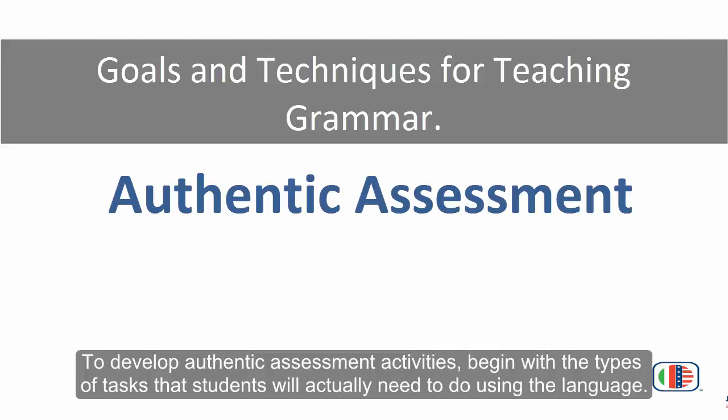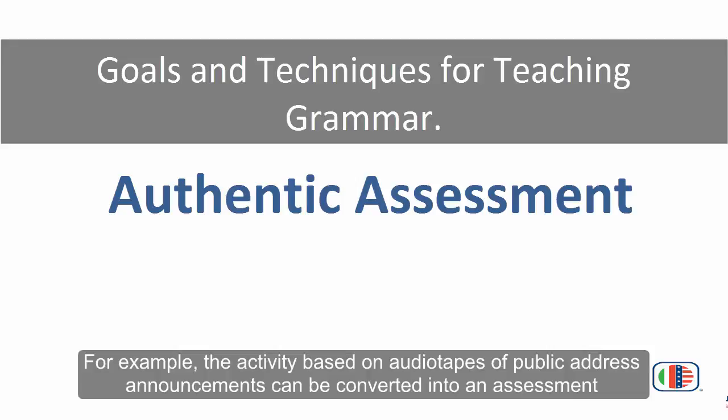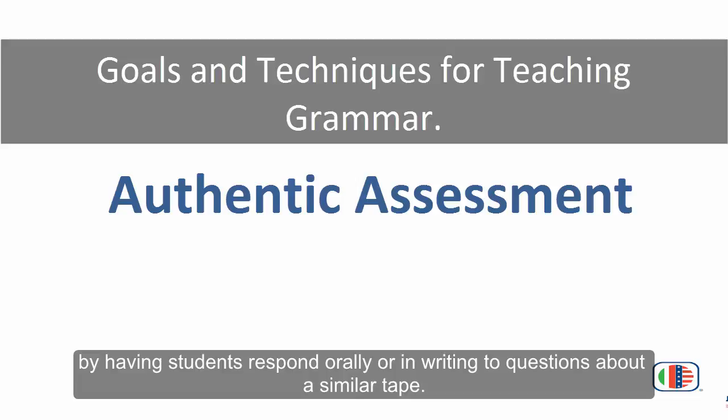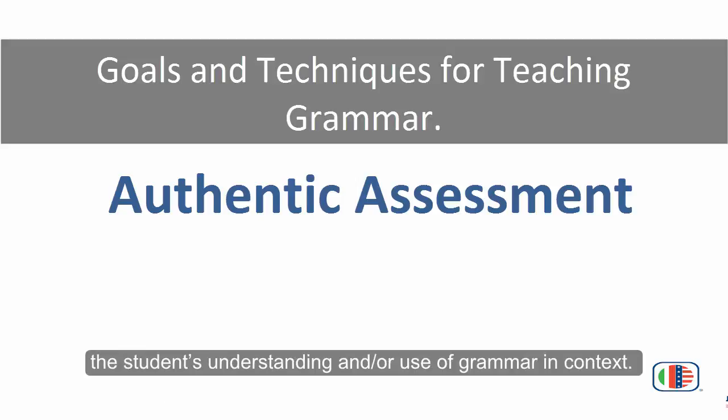To develop authentic assessment activities, begin with the types of tasks that students will actually need to do using the language. Assessment can then take the form of communicative drills and communicative activities like those used in the teaching process. For example, an activity based on audio tapes of public address announcements can be converted into an assessment by having students respond orally or in writing to questions about a similar tape. In this type of assessment, the instructor uses a checklist or rubric to evaluate the student's understanding and/or use of grammar in context.